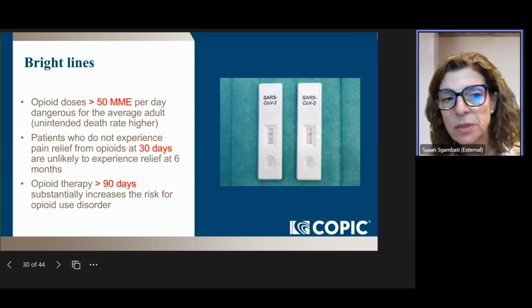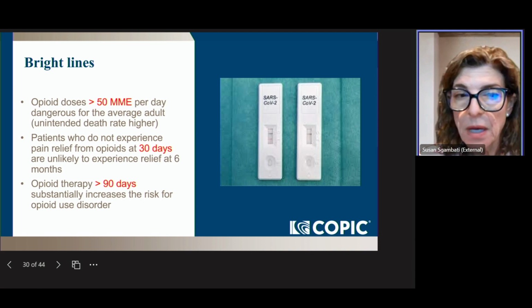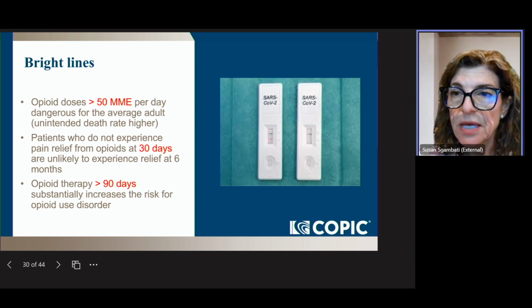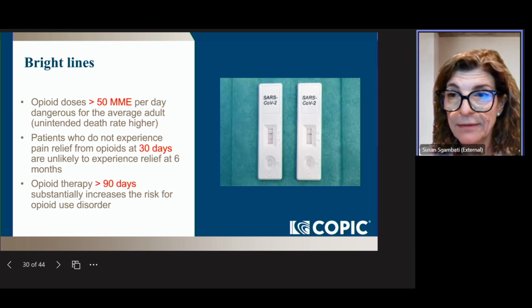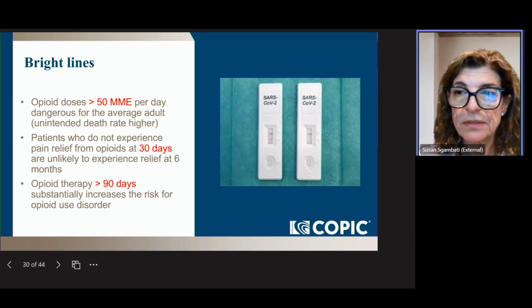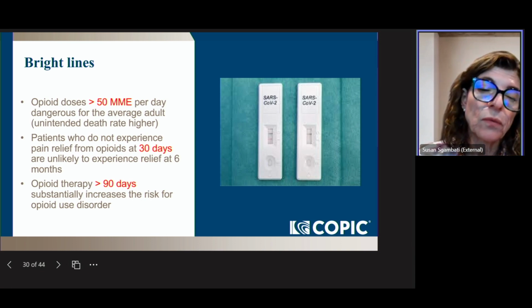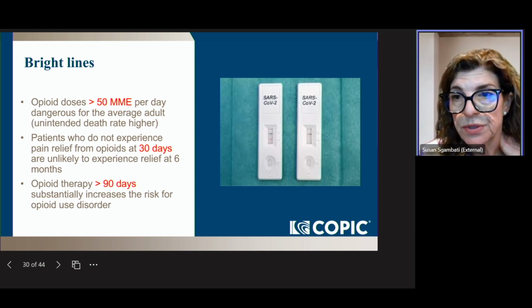So once you get opioid doses, or you're prescribing over 50, and it's a lot, 50 morphine milliequivalents per day, it is dangerous, because there is a higher death rate in patients that are on those dosages. Patients who do not get pain relief from opioids after 30 days are very unlikely to get any pain relief 6 months out. So if they're still on 30 days and asking for refills, a little light should go off in your head and say, what's happening here? And what is our end game, right? And then finally, we know that prescribing opioids for over 90 days substantially increases the risk for an opioid use disorder.